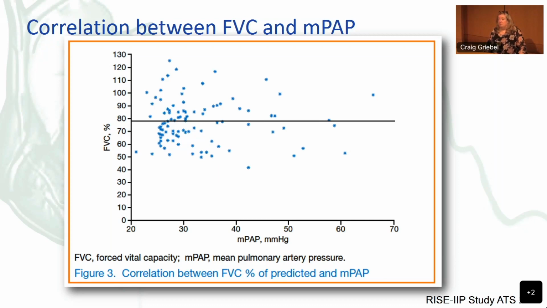So, don't wait until your patient has one alveolus to check for pulmonary hypertension. Think about it immediately upon the diagnosis of ILD.